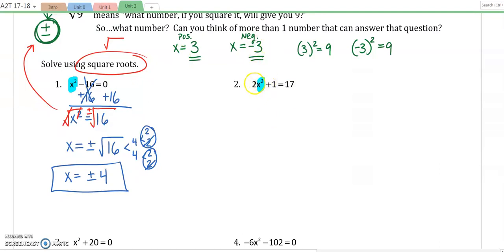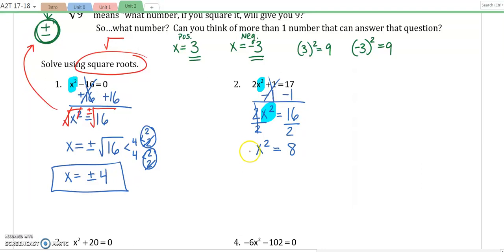So again, I'm going to try and get rid of the 2 and the plus 1. We always get rid of addition and subtraction first. So I'm going to subtract 1. 17 minus 1, that's 16. And then I am going to get rid of this 2 before I keep going, because again, I'm trying to get this part by itself, not the 2, that's not part of it. Okay, if there are parentheses, it might be part of it. No parentheses, not part of it. So I'm going to divide by 2 to get rid of that 2. So now we have x squared equals 8.